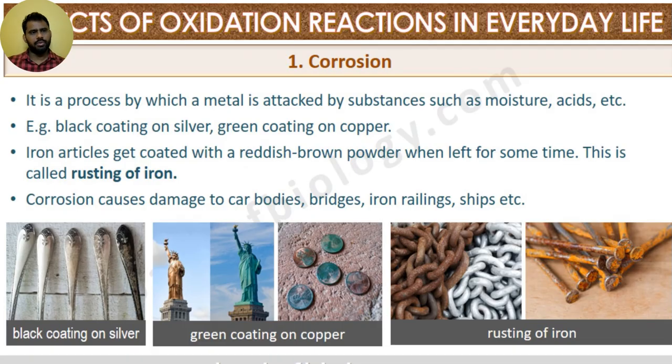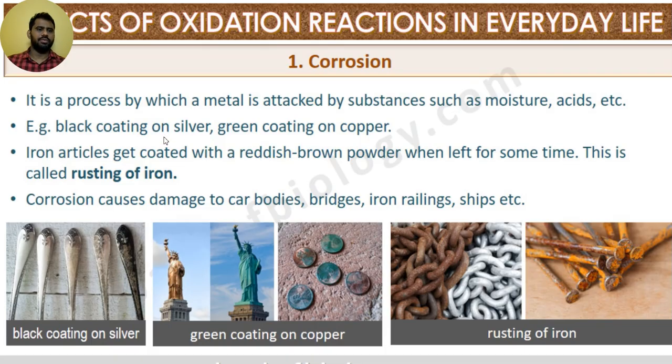That's why corrosion needs to be avoided. So what is the definition of corrosion is a question. How can corrosion be avoided? What damage does it cause? So corrosion is a process by which a metal is attacked by substances such as moisture, acid, etc.